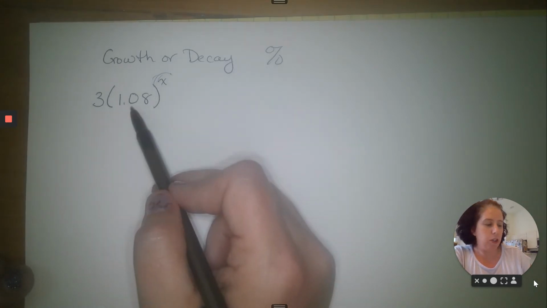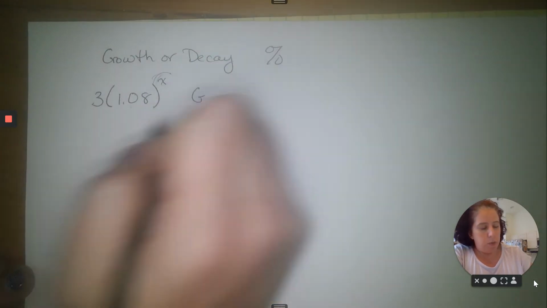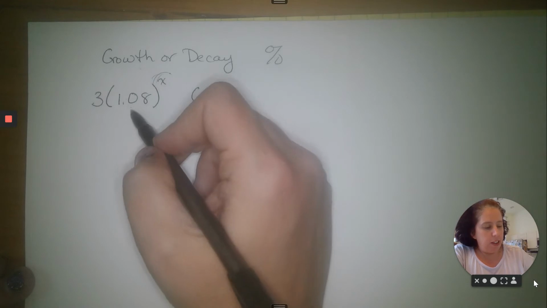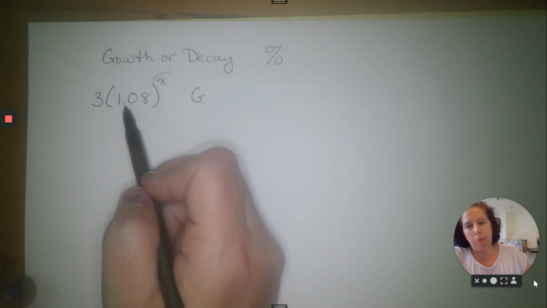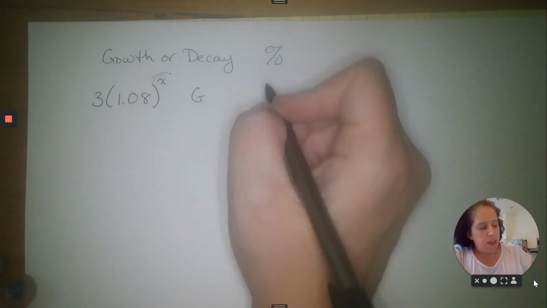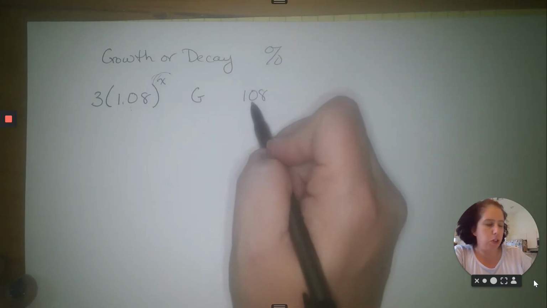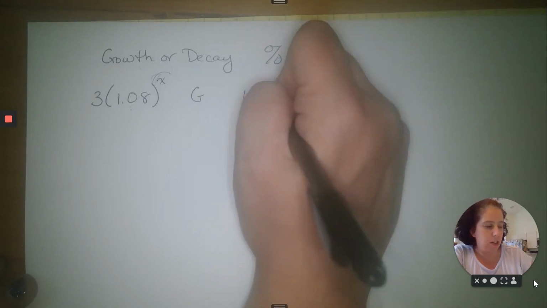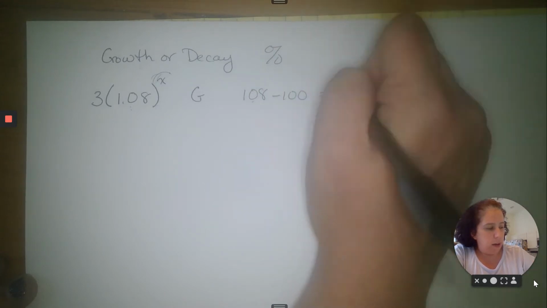Okay, so first one to do, figure out is it growth or decay. It's greater than 1, so that's a growth, so I'm just going to put a G there. Now, if it's a growth, or if it's a decay, actually, we're going to do this first step for both of them. Move the decimal back. Okay, so we're going to move it back 2 places. So that's going to give me 108. If it's a growth, you're going to do the number minus 100. So it's going to give me 8. So it's an 8% growth.